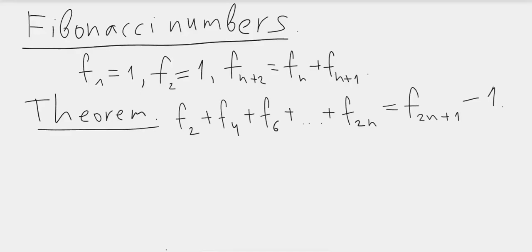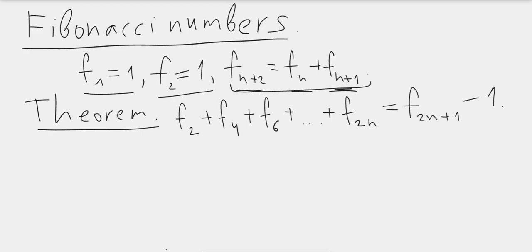In this video I'm going to talk about the sum of the Fibonacci numbers with even indices. The Fibonacci numbers are defined recurrently like this. So we set f1 and f2 to 1, and then we have this recurrent relation that says that the next Fibonacci number is equal to the sum of the two previous ones.